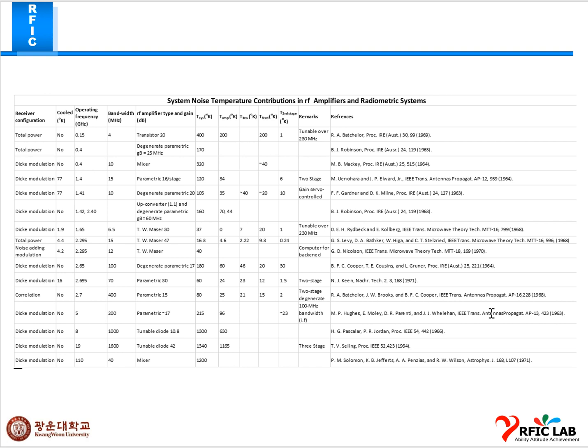And this table is about the system noise temperature, which contributes in two sections, RF amplifier and radiometric system. In this table you can see various columns. One by one I'm going to explain the heading of each column. The first is the receiver configuration.